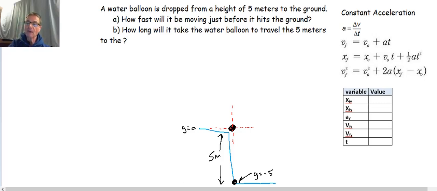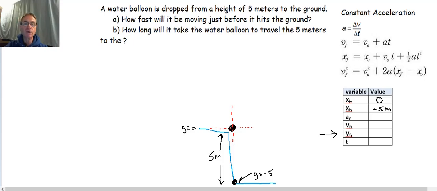Okay, so if I look at my variables, my variable table over on the right hand side, x initial in the y position is 0. X final in the y position then is going to be at -5 meters. Okay, so we know that much. All right, so how fast will it be going just before it hits the ground? So what do we want to know? Well, I'd like to know v final in the y direction.